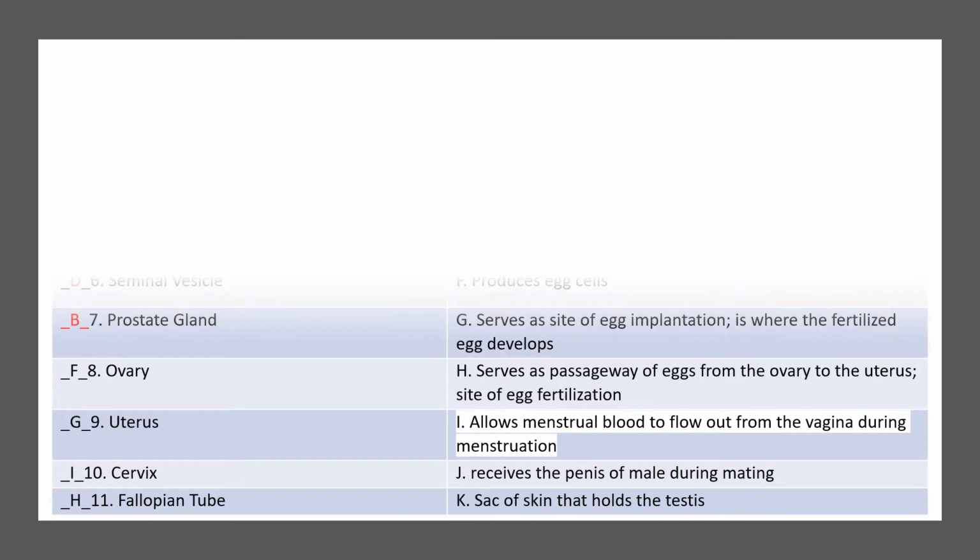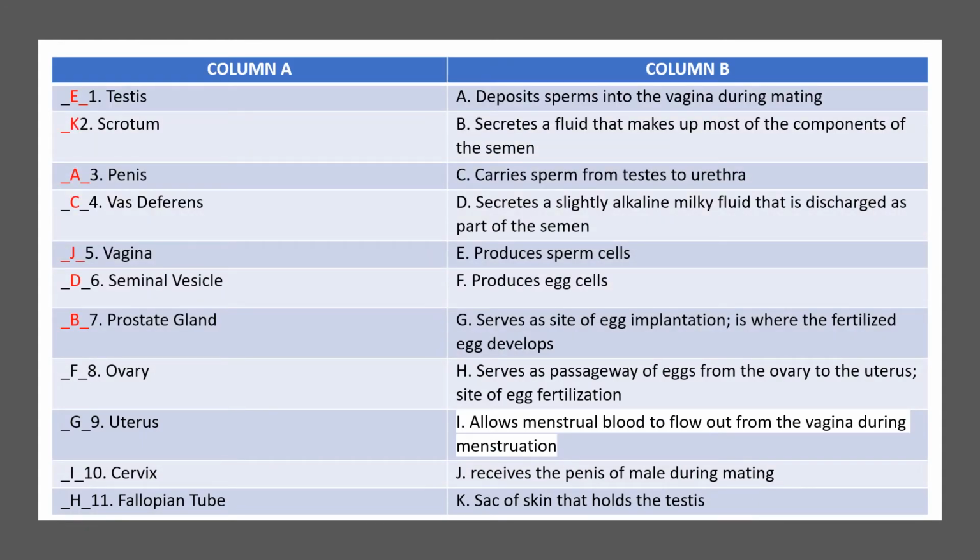Revelation time! So may I now reveal the correct answers for the activity. Here are the right answers. For number 1, we have here letter E. The testis is the one who produces the sperm cells. For number 2, we have K. K is scrotum, a sac of skin wherein it holds the testis. Third, we have A. The penis is the one that deposits sperms into the vagina during mating.